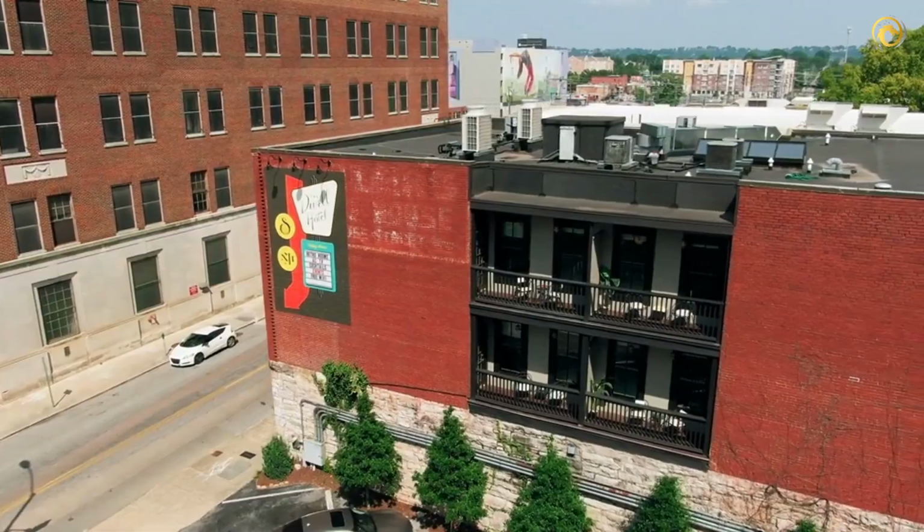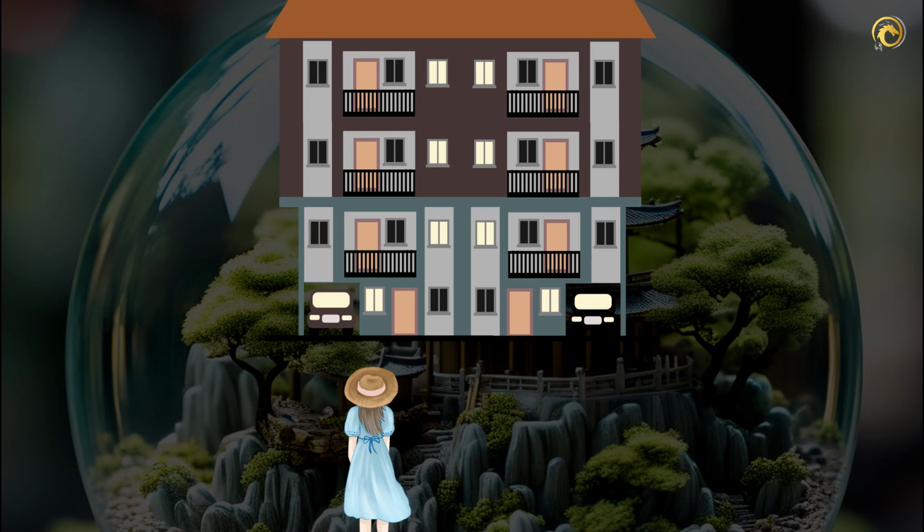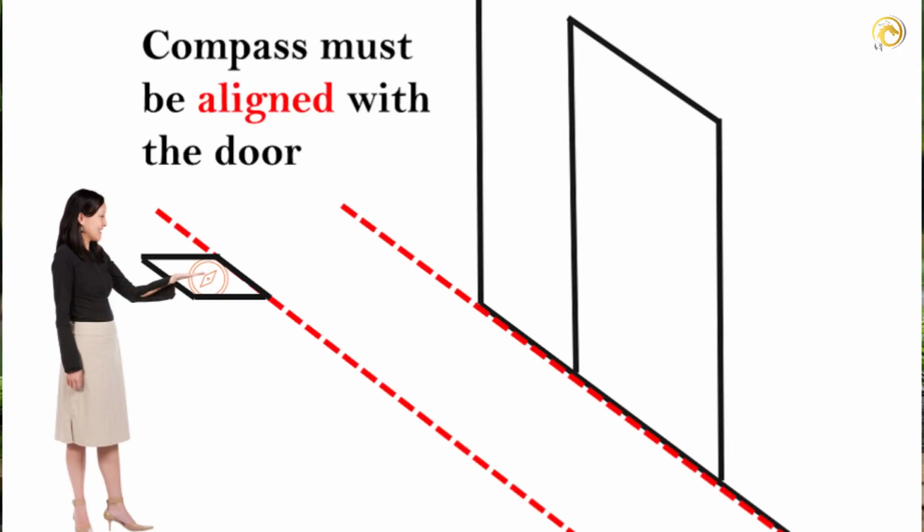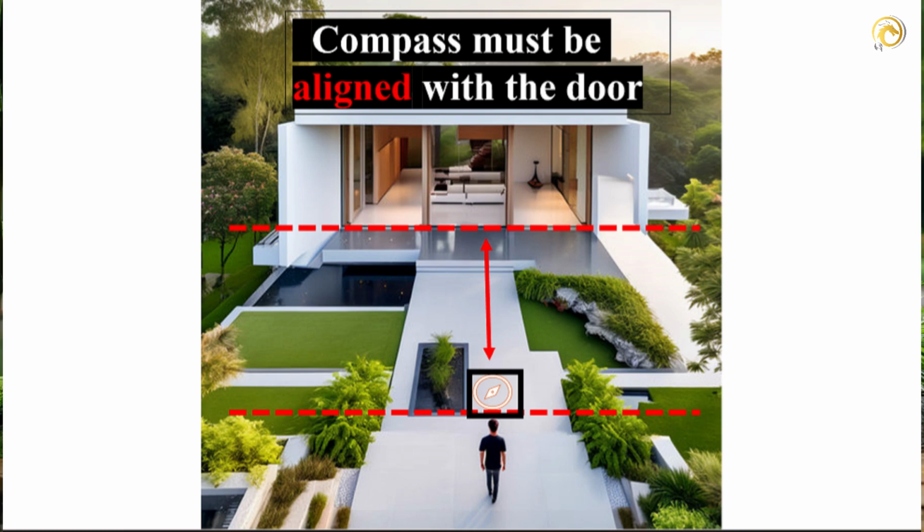If you do not live in a house but in an apartment or a condominium, you have to go outside of your apartment or condominium, facing the biggest balcony or the biggest window of your apartment, and then bring out your compass. Remember, your compass must be parallel with the door or the balcony like that.